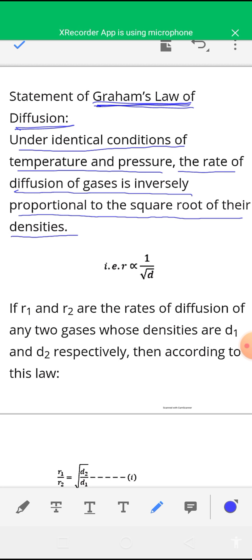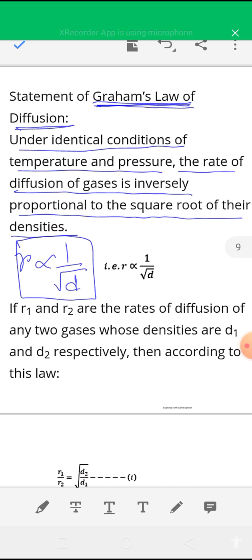Suppose the density of the gas is d and the rate of diffusion is r, then you can write, according to Graham's law of diffusion, rate of diffusion r is inversely proportional to the square root of density. Okay, and this is the mathematical expression for Graham's law. Rate of diffusion is inversely proportional to the square root of its density.